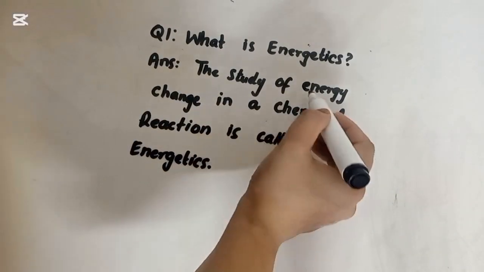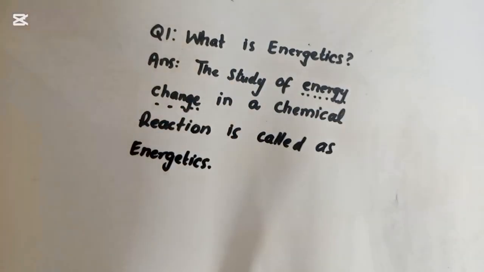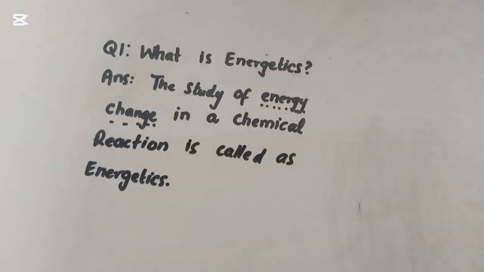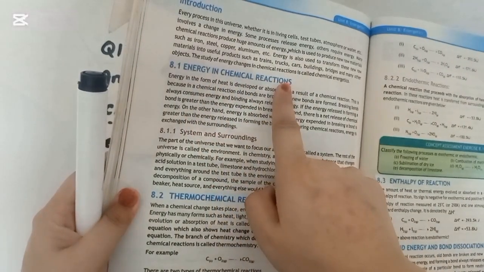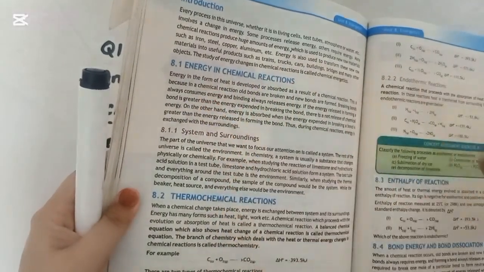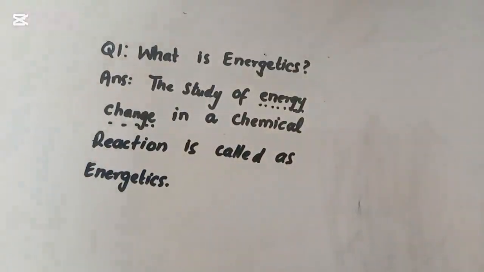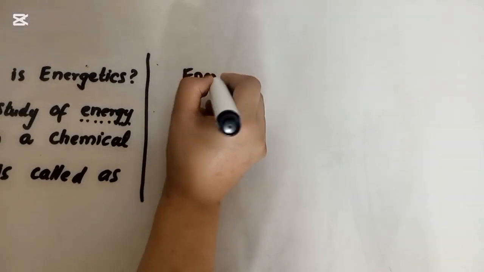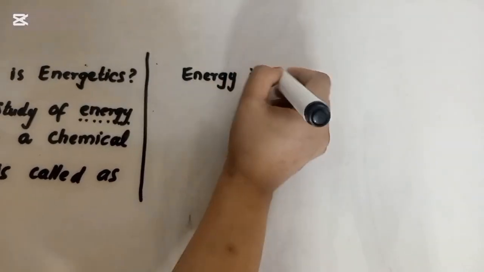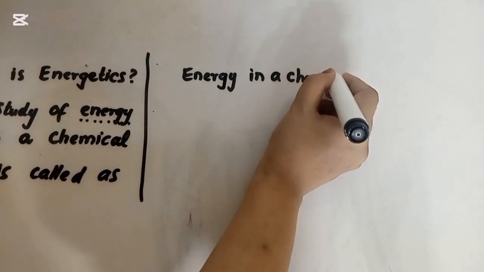Basically, this definition is based on the change in energy. And where is the change in energy? Energy change in a chemical reaction. While the chemical reaction is occurring, either energy is released or absorbed. So, in the next topic we will see the energy changes in a chemical reaction.